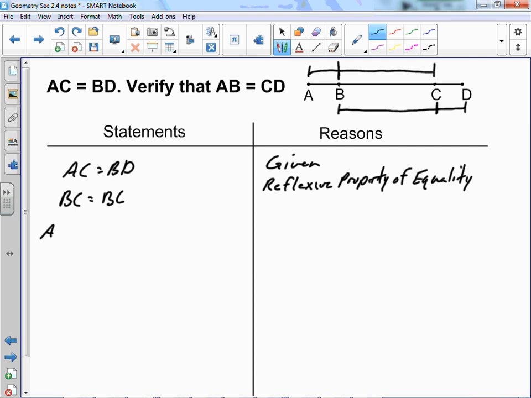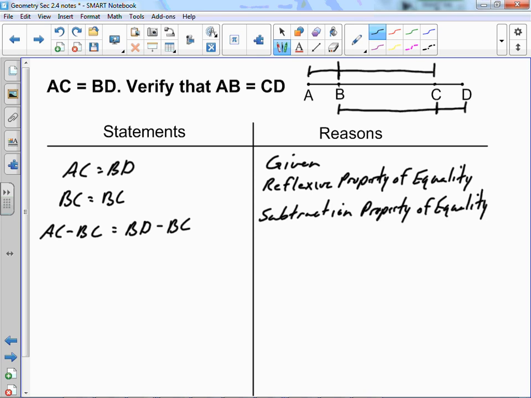So if I take AC, subtract BC from it, that's going to equal BD subtracting BC. So we're combining these two steps right here, taking the BC's away from AC and BD. And when we subtract the same thing from both sides, because we're subtracting BC from both sides, that is the subtraction property of equality.